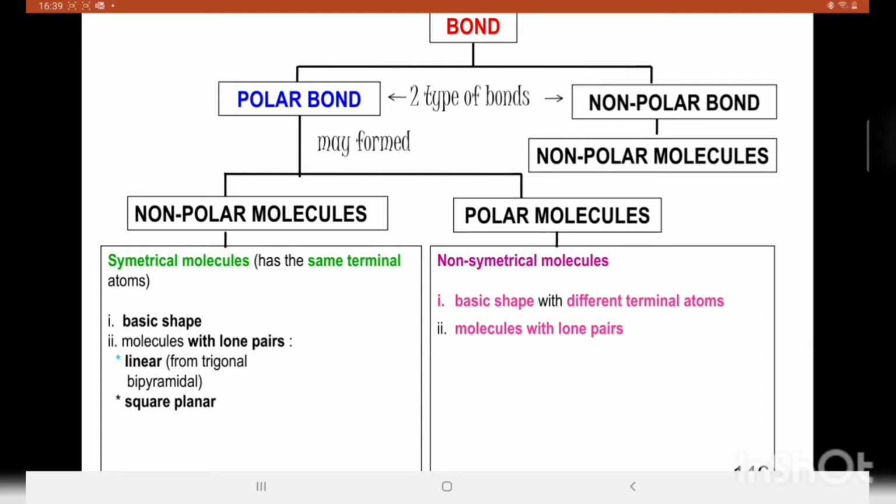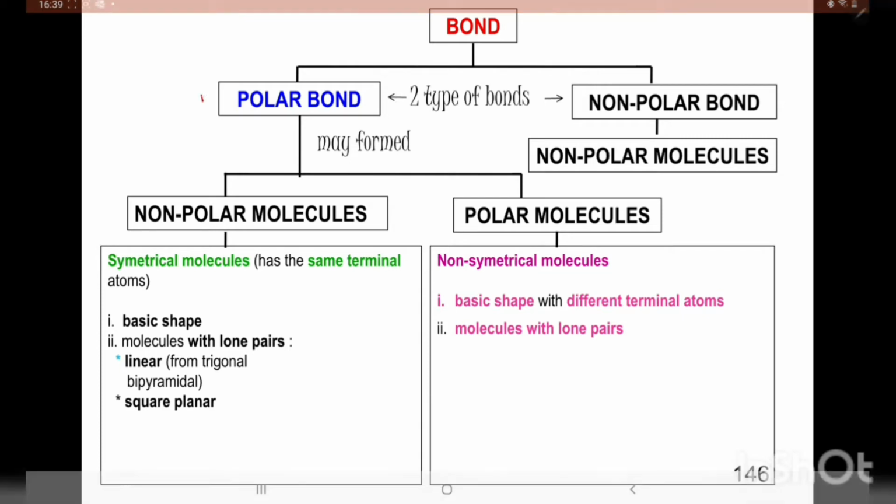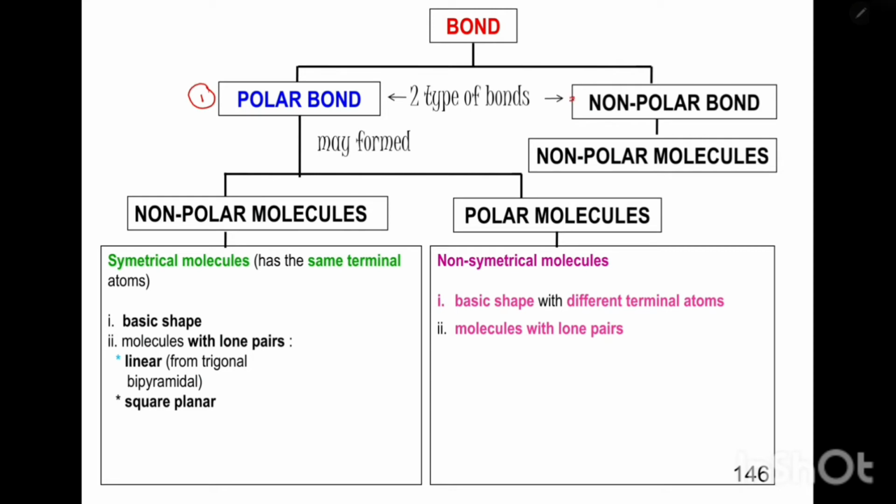So in this video we are going to summarize how to identify the polarity of a molecule. Before we can determine the polarity of a molecule, we need to identify the type of bond involved in a molecule. We have two types of bond here. Number one is polar bond, and number two is non-polar bond.